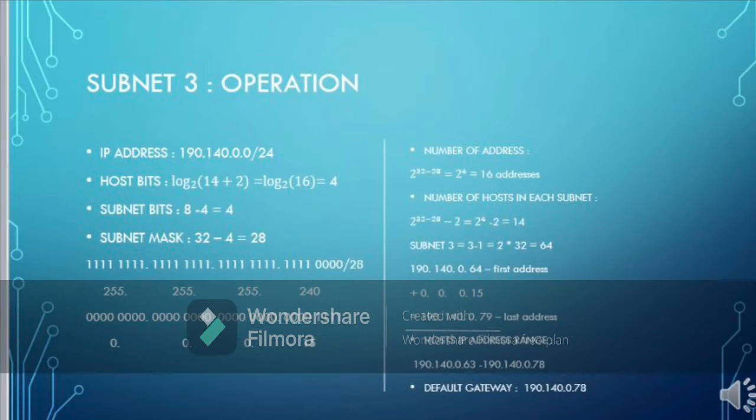To get the number of hosts in each subnet is 2 power of 32 minus 28 minus 2 equals 2 power of 4 minus 2 equals 14. So here we have 14 hosts in each subnet. Then we can find the first address and add it with the wildcard to get the last address. And the host IP address range is 190.140.0.63 until 190.140.0.78. So the default gateway is 190.140.7.08, which we take from the last address of the IP range.